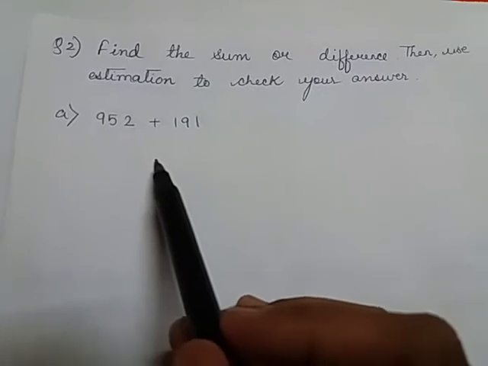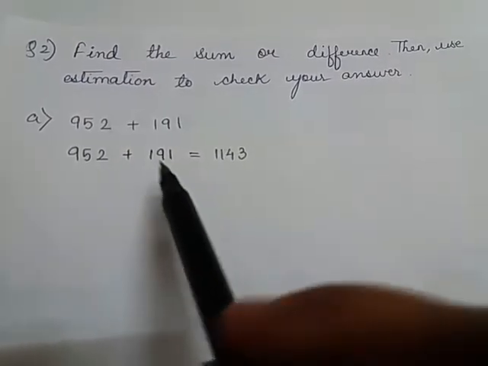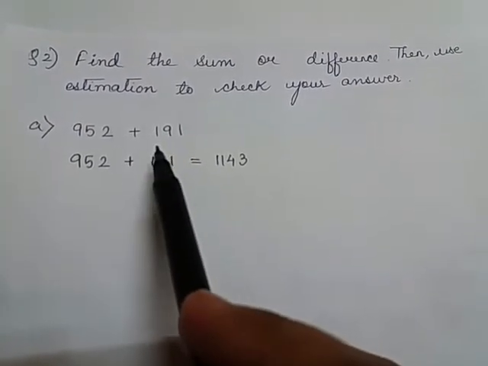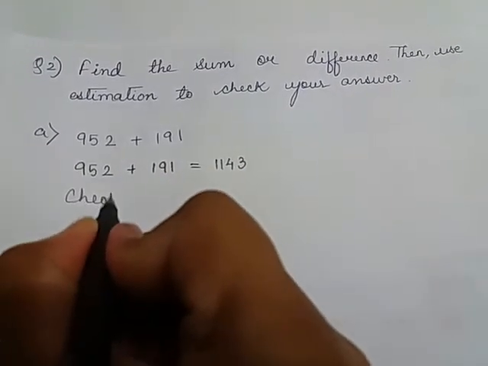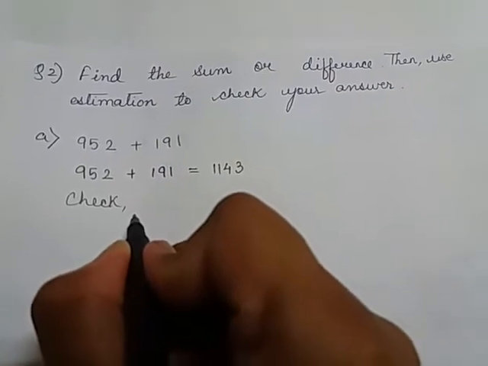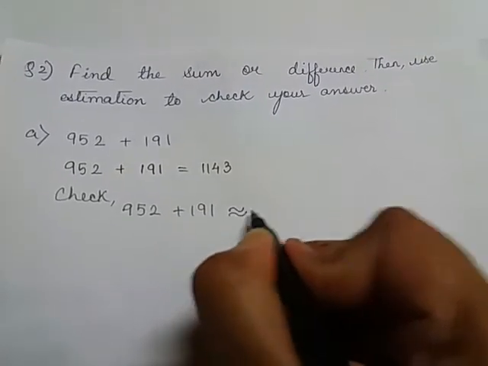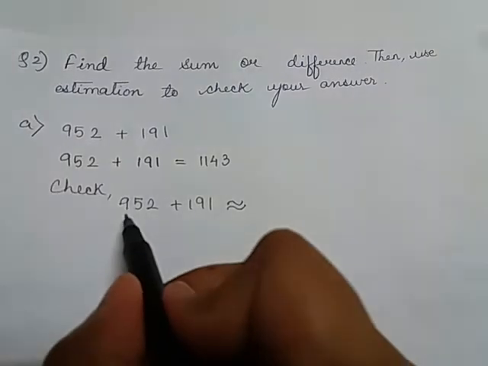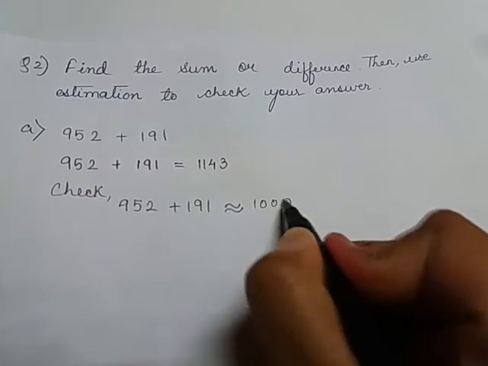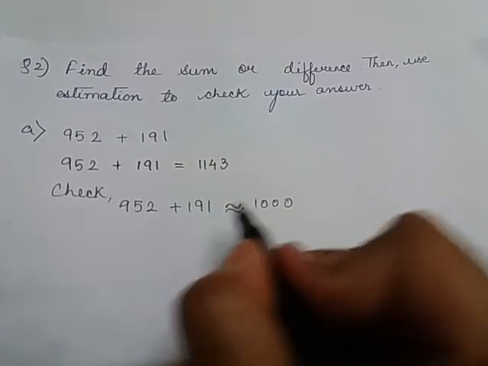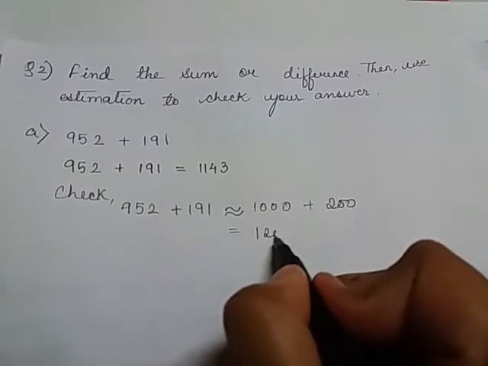The first step is that we are going to add these two numbers at first. That is, we are finding the sum of these two given numbers, which is 1143. Now we are going to check our answer by estimation. For that, we have to round each number to the nearest 100 at first. That's why we will be using the approximation sign. Round off of 952 to the nearest 100 will be 1000, and round off of 191 to the nearest 100 will be 200. So the answer will be 1200.